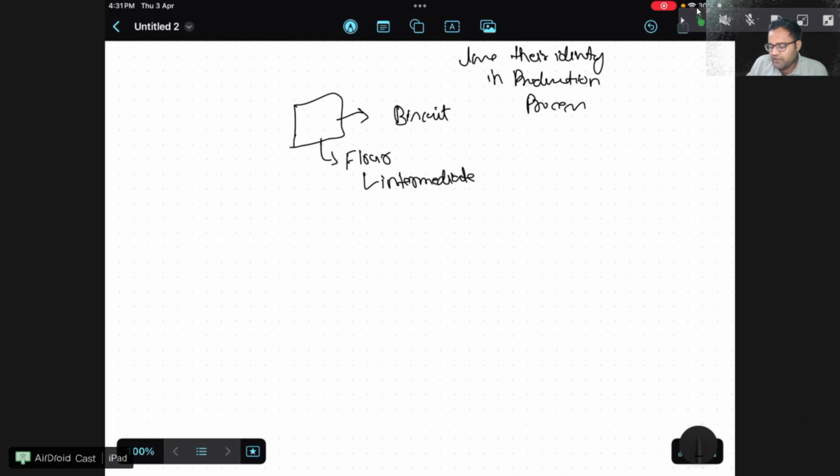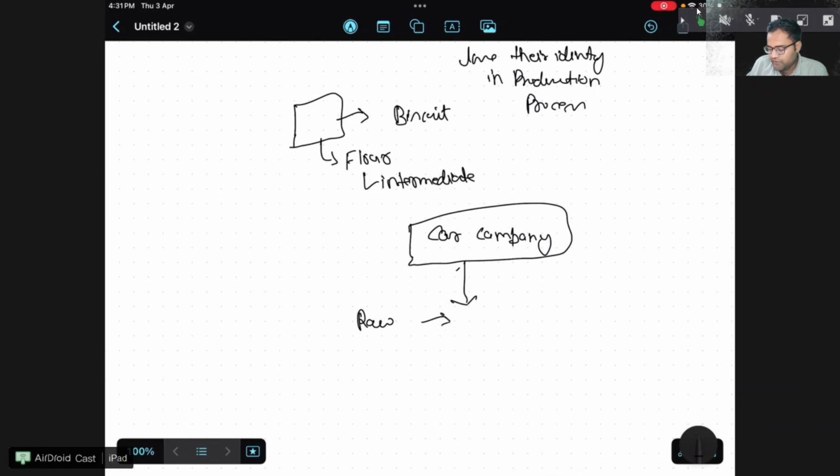You can take any other example for intermediate goods. Let's say any car company which is producing a car. This car company uses a lot of raw material in order to produce the car. For example, this car company is going to use iron sheet, aluminum sheet, and leather as raw material in order to produce the car. So this iron sheet is going to become the intermediate good for the production of the car. So I hope you are getting the meaning of the intermediate good.